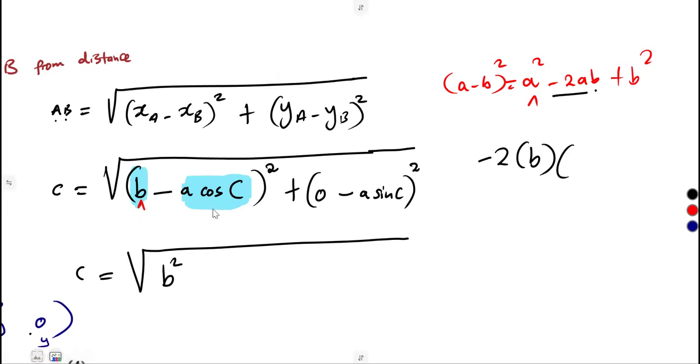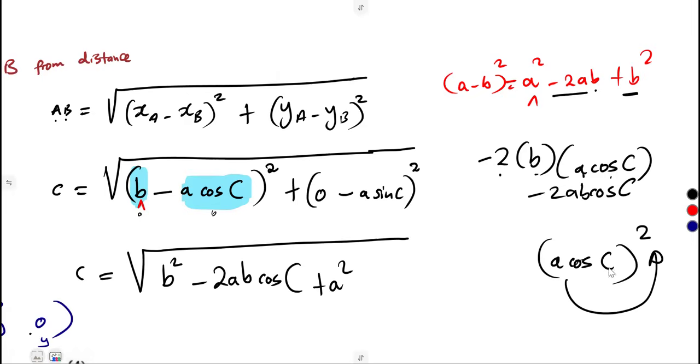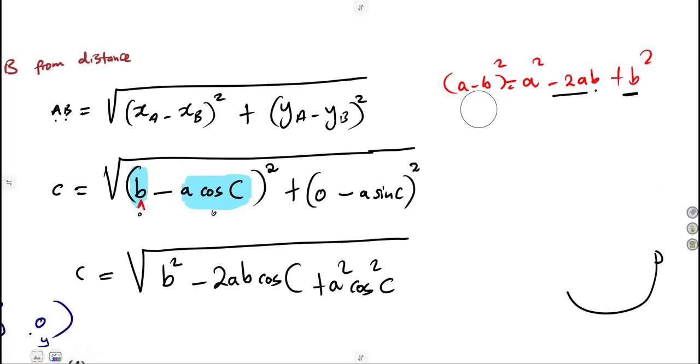Our B is represented, like we're saying, this is our A, this is our B. Our B is represented by what? A cos C. All right, so it's going to be minus 2AB cos C. Cos of what? Of C. And the last part is B squared. Our B is represented by this, so it's A cos of C squared. That's A squared, and the cos is also squared, so it's going to be cos squared C. Okay, so we have expanded the first part.